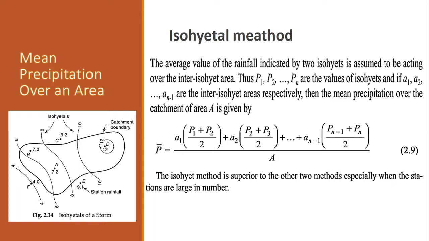When we say inter-isohyet area, it is the area between two isohyets. Thus, P1, P2, up to Pn are the values of the isohyets, and if A1, A2, up to An-1 are the inter-isohyet areas respectively, then the mean precipitation over the catchment area is given by A1 times the quantity (P1 plus P2) divided by 2, plus A2 times the quantity (P2 plus P3) all over 2, and so on until the nth term, all over the total catchment area. The isohyetal method is superior to the other two methods, especially when stations are large in number.